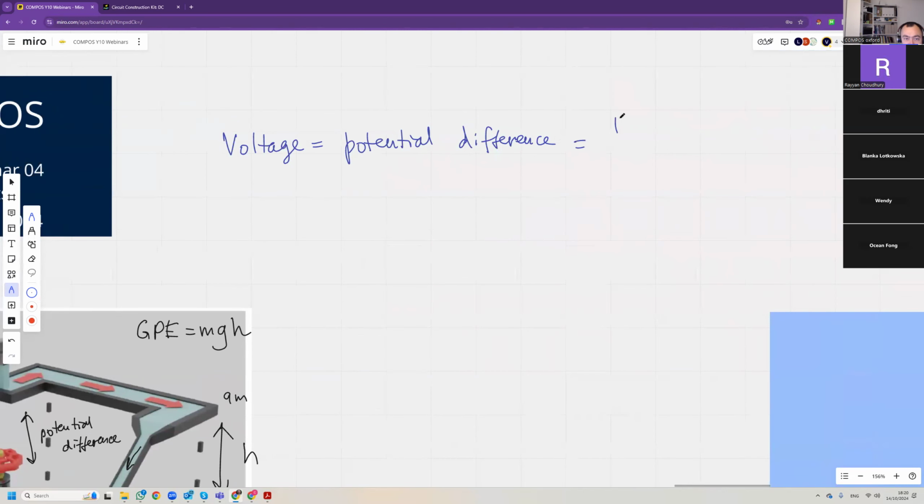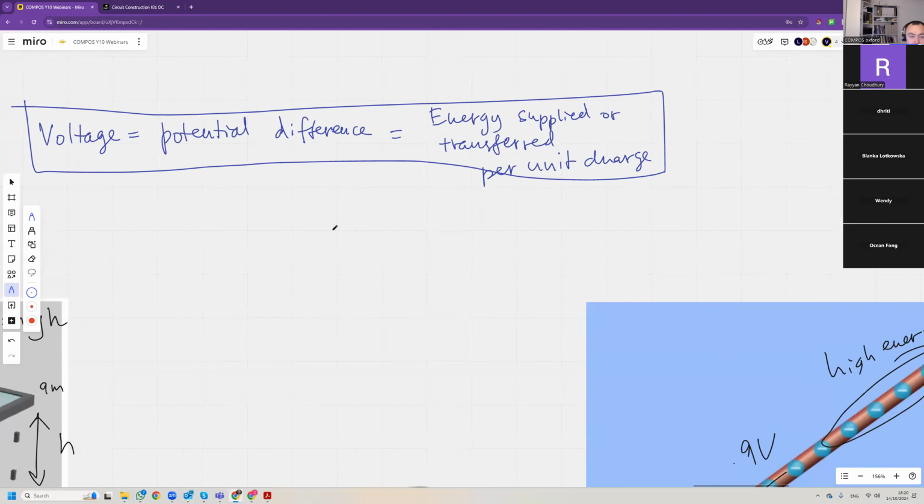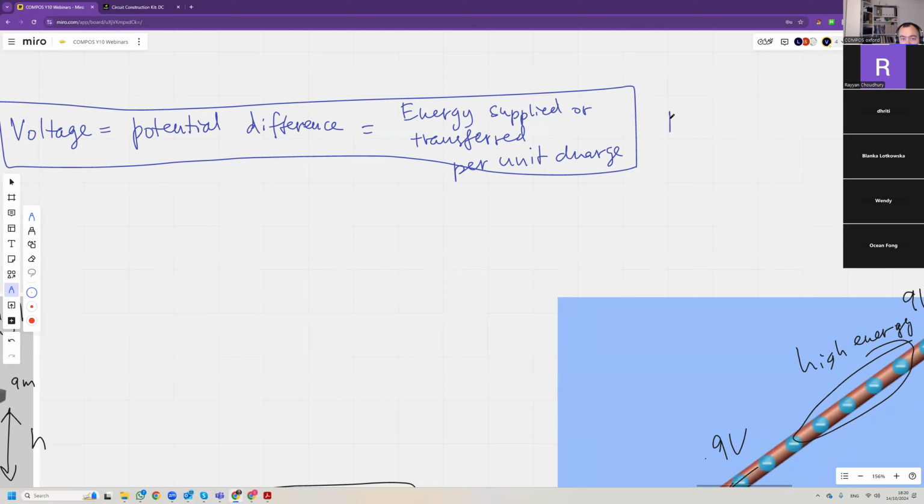It's the energy supplied or transferred per unit charge. Okay, so voltage is the energy supplied or transferred per unit charge. So let's say 1 volt is 1 joule per 1 coulomb. A coulomb is a unit of charge.